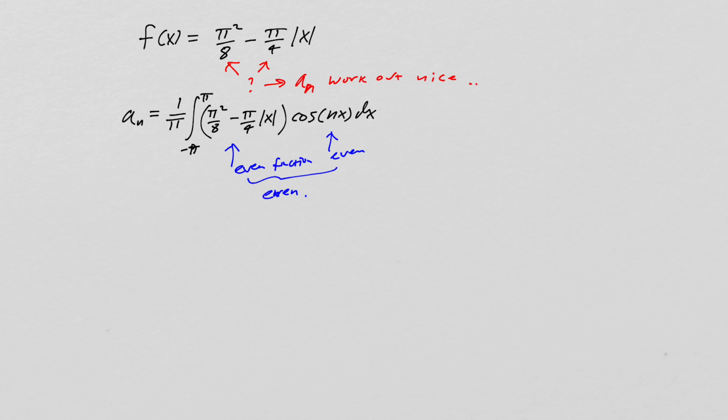So the product is also even, in which case we can truncate our integral. We can use one integral and double the value of it. We're going to go from 0 to pi, and just note that the negative pi to 0 integral will be exactly the same, so we just duplicate it. And that will be pi squared over 8 minus pi over 4. And now, on this interval, we can take off the absolute values and just have x there times cosine nx dx. Okay, now we're looking much, much better.